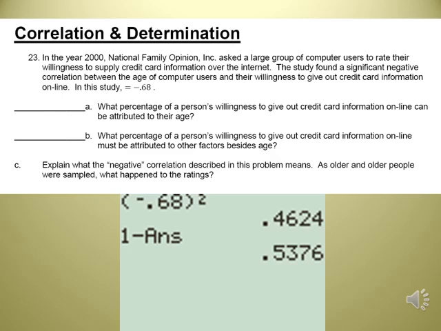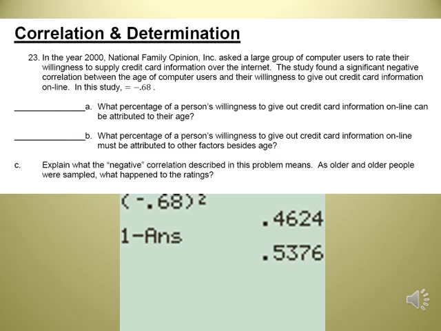If you do that, we're going to get about 46%, 0.4624. The second question says what percentage would be due to other things besides age? Well, if 46% is because of age, then 54% would be because of other stuff. I can always just subtract from 1 or subtract from 100% to get that idea of other factors.